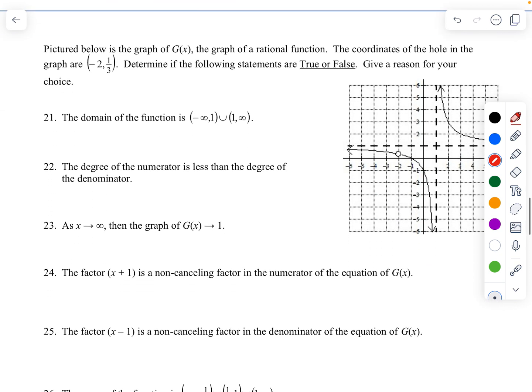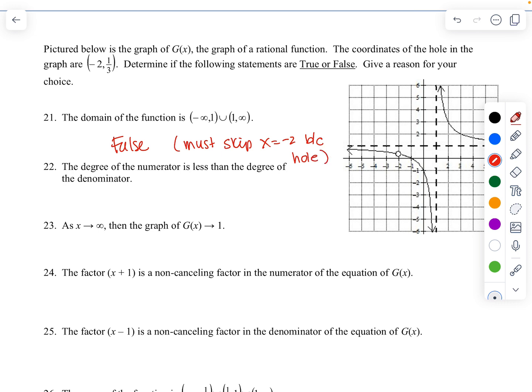All right, I'm going to walk you through another one of these. Let's take a look. Pictured below is the graph of g of x, the graph of a rational function. The coordinates of the hole are -2, 1/3, and determine if the following statements are true or false. So the domain of the function is -infinity to 1 and 1 to infinity. I'm hoping you said false because we also have to skip the hole. So we have to skip -2 because of the hole.